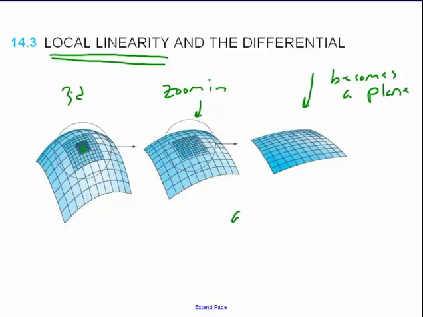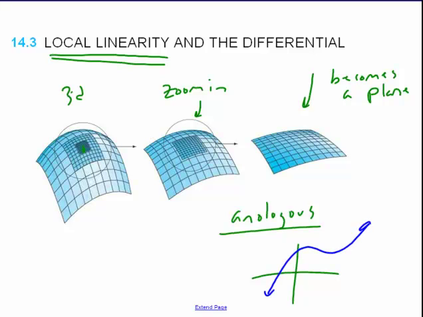that curve starts to become, the more you zoom in, a plane. And this is analogous to single variable calculus, when we were talking about a curve being approximated by a line locally. So finding a tangent line and finding a tangent plane. And what we're going to talk about is finding a tangent plane, which is this idea of local linearity.